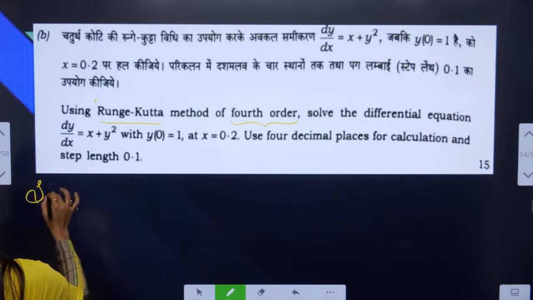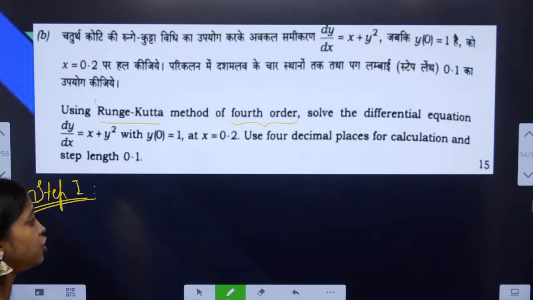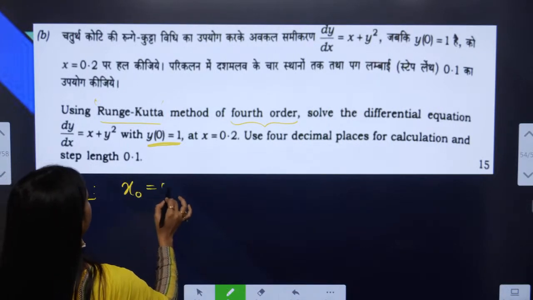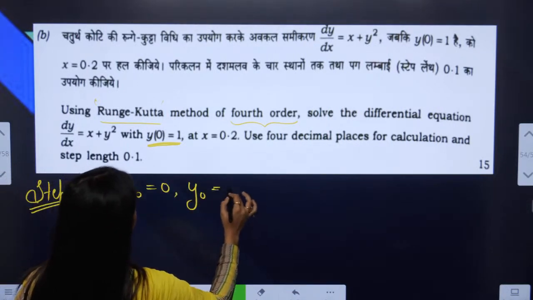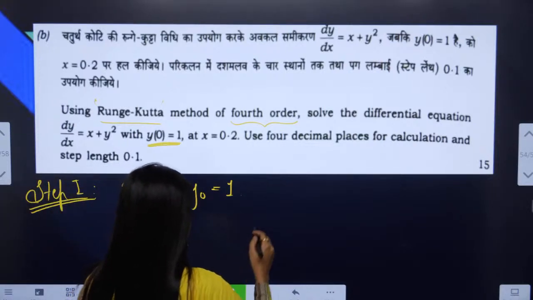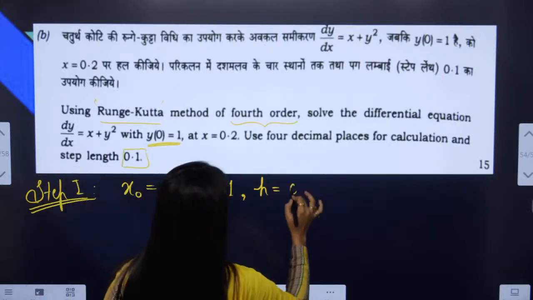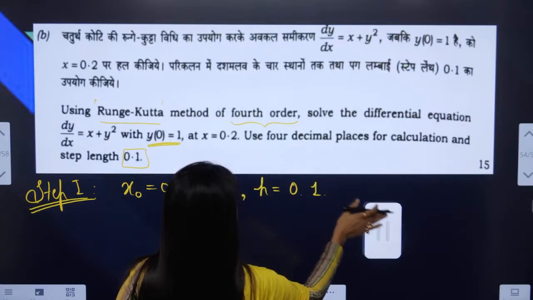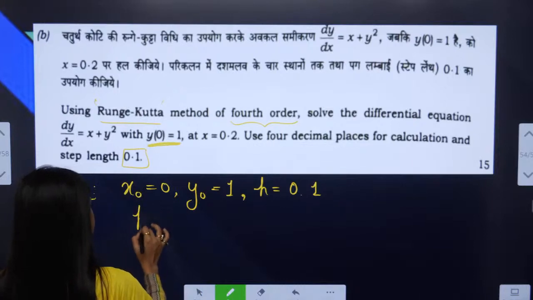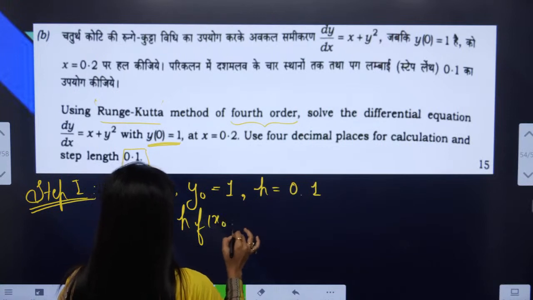So, for this starting step, how you can start the calculations? There is some initial approximation. Initial approximation is given. That means for x naught 0, you have y naught equals to 1, right? And then you have your h that is given in this question. Step length is 0.1. What was the formula of your K1? K1 is nothing but h times f of x naught, y naught.